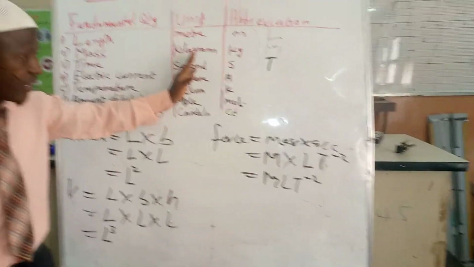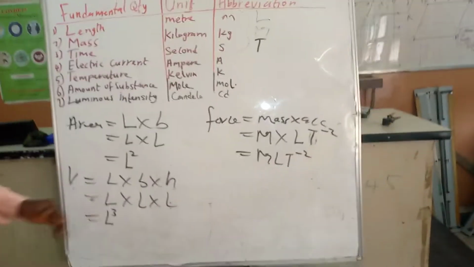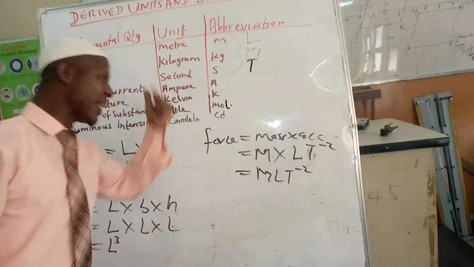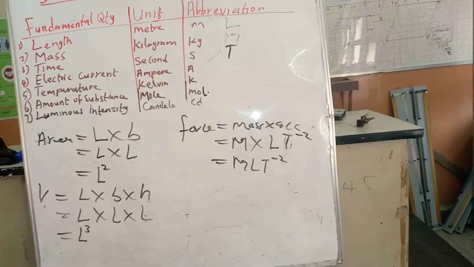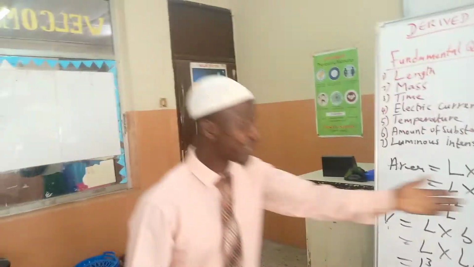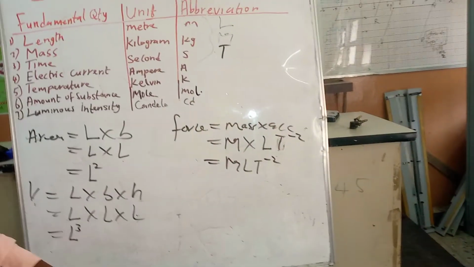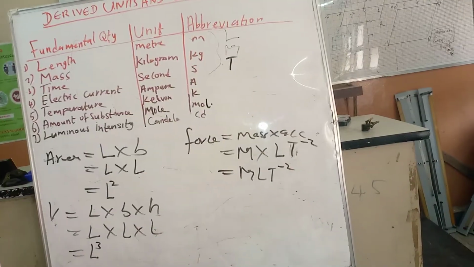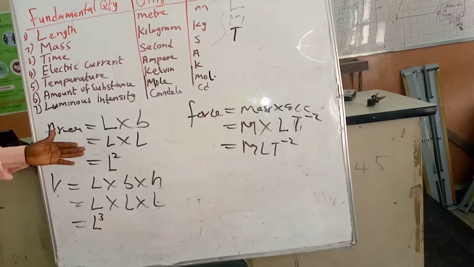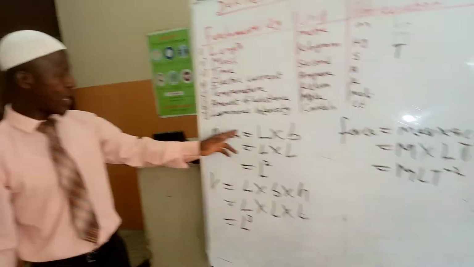If you understand the unit very well, you can easily get the dimension. If you understand the dimension, you can easily get the unit, and you can use your formula. Everything starts from the formula. I know that the formula of force is mass times acceleration, so I can easily get the unit, and from the unit I can easily get the dimension. The next topic will be measurement.